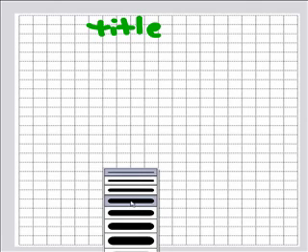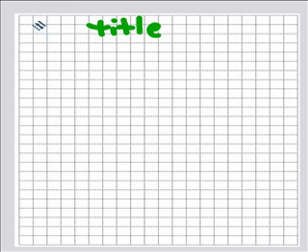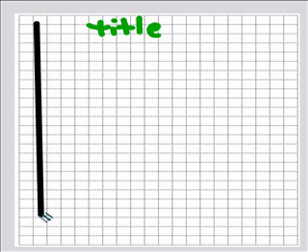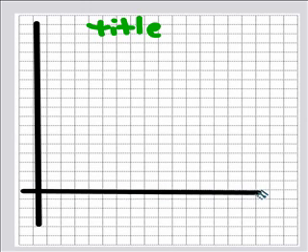The next thing you want to make sure is that you have the axes. Now the axes should be very thick and dark on your graph, okay? And so something like that, not something that's real hard to see, and it should fill up the most majority of the page.